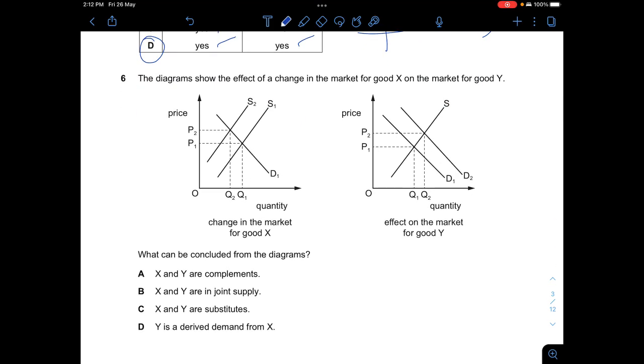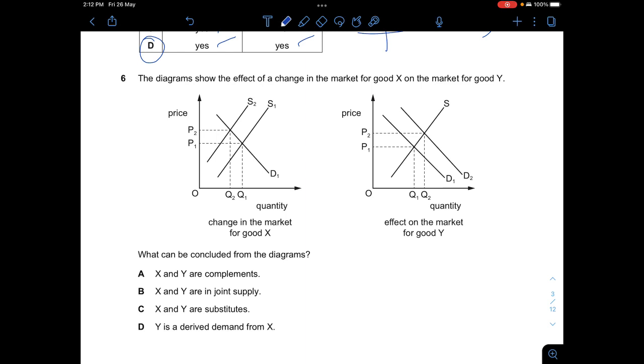Question 6, the diagrams show the effect of a change in the market for good X on the market for good Y. So you can see that a decrease in supply will result in an increase in demand, which means that both of these products are substitutes. Why? Because you can see that if there's a change in market for good X, the supply curve shifts to the left. The price increases and the quantity decreases for good X.